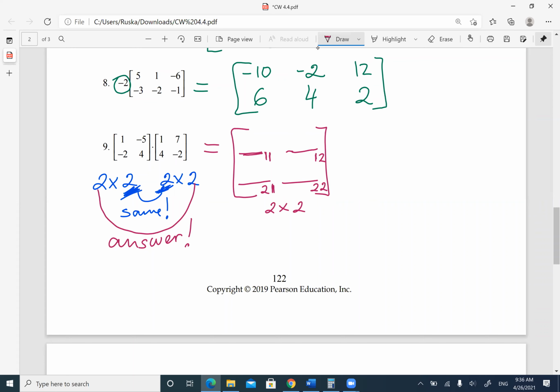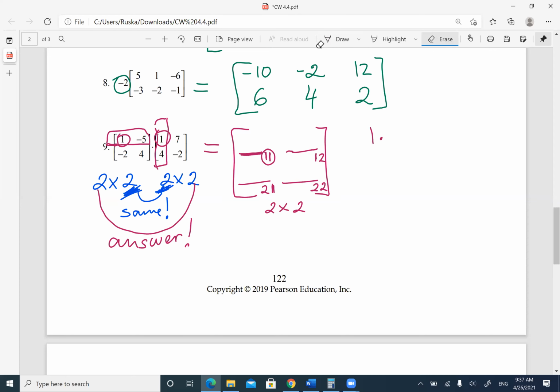So first I'm going to start with 1, 1, the first number I'm going to get here. So the first number, I'm multiplying the first row and first column. And when I do that, I'm going to multiply element by element. So first row and first column. And this is how you do it. So I'm multiplying 1 times 1. So element by element.